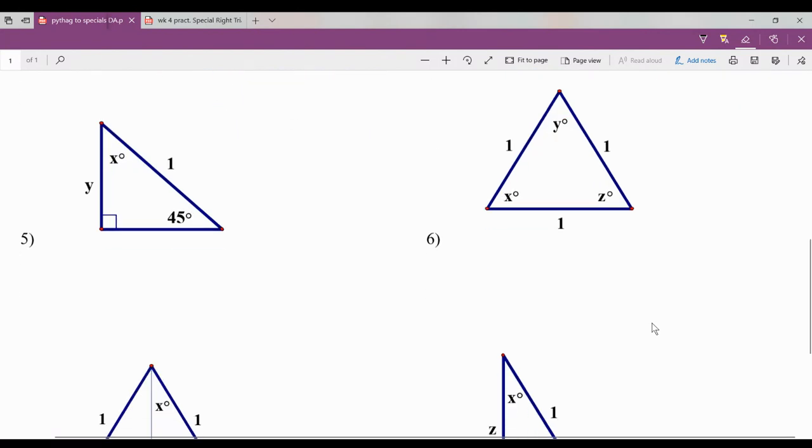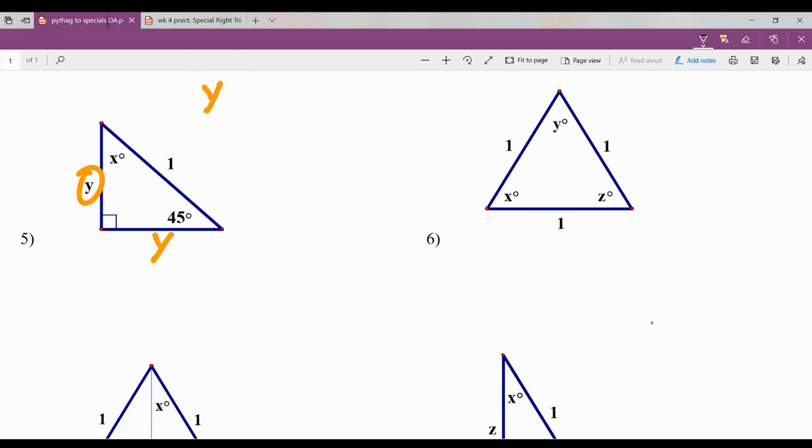So, let's go forward a little bit. Number 5 is pretty similar. I'm hoping that you get X has to be 45, which tells us this is an isosceles triangle. So whatever this length is here, whatever this length is here, you have to have the same length there. And in order to find that length, you just use the Pythagorean theorem again.